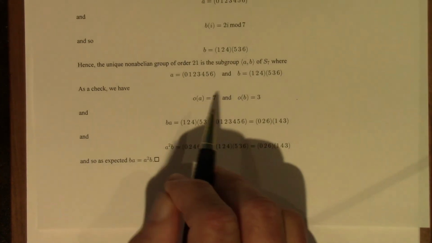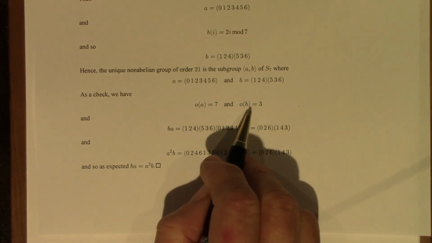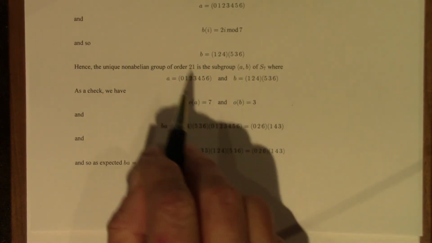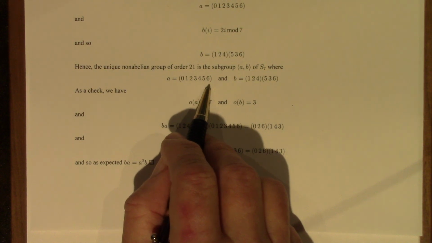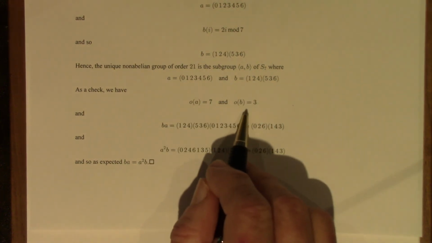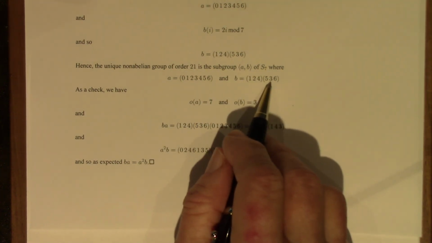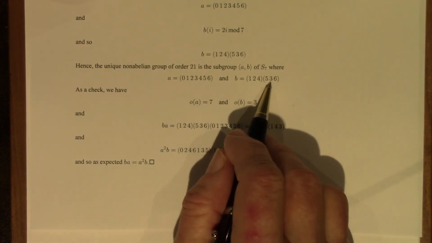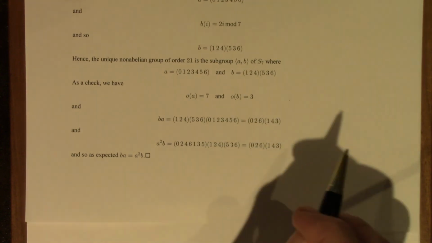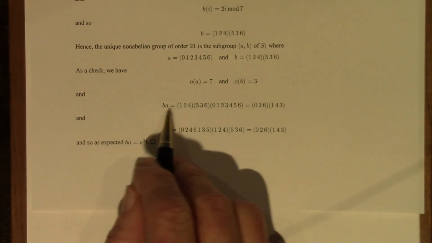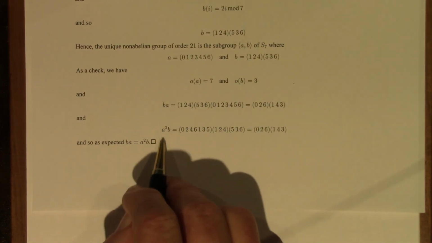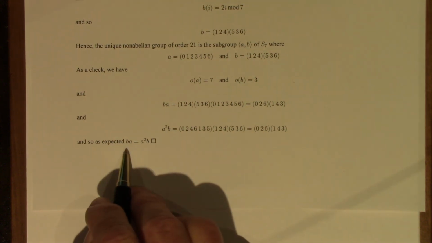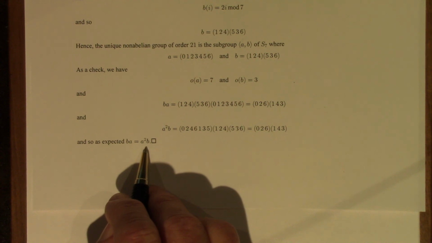And if you don't believe this, you can check that the order of A is clearly 7. It's a 7-cycle. The order of B is 3. It's a product of two disjoint cycles of length 3, and order 3. And if we compute BA, we get this. If we compute A squared B, we get the same thing. So we have the commutativity rule.